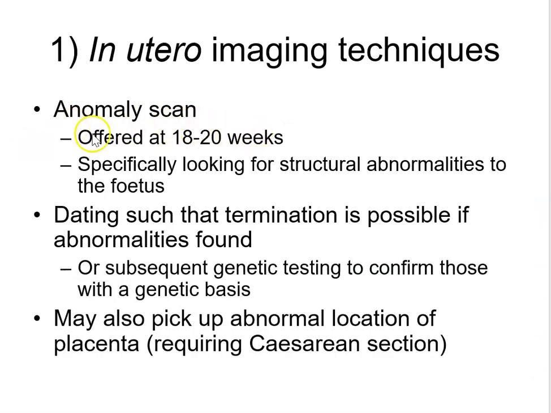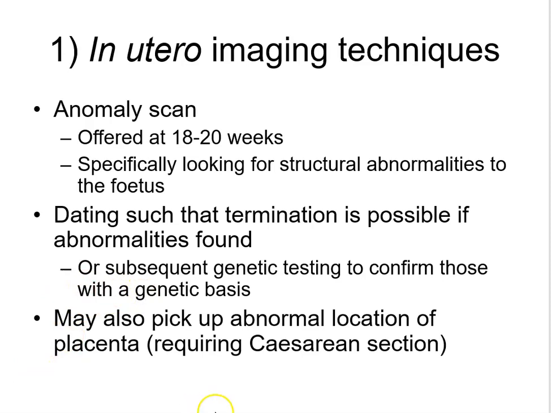There's also a specific anomaly scan offered at 18 to 20 weeks, specifically looking for structural abnormalities of the fetus, and this is offered at a time that would allow termination within the legal timescales if abnormalities were found, and it allows timing of subsequent genetic testing to confirm the genetic basis of anything that is observed. So if a fetus is picked up at this point in time with a severe developmental or chromosomal disorder, then the parents would be offered that information and given the opportunity for termination.